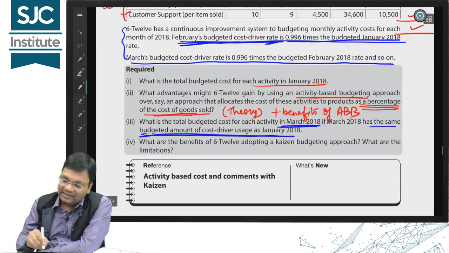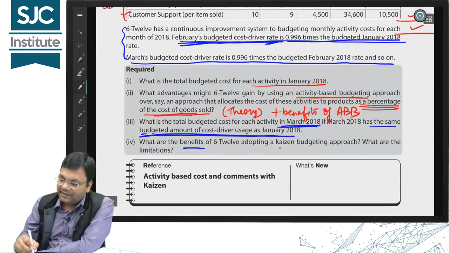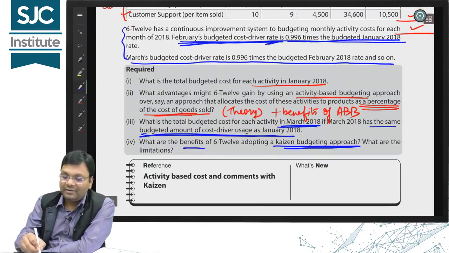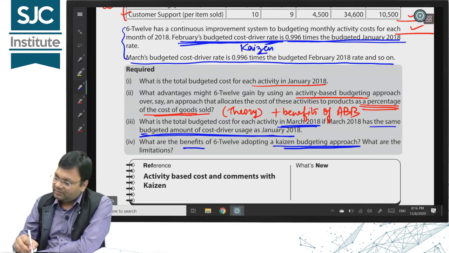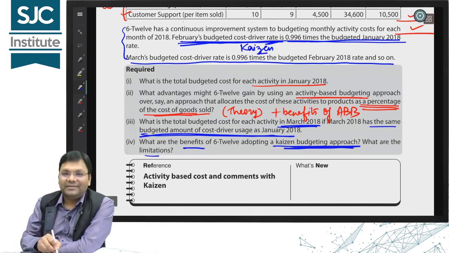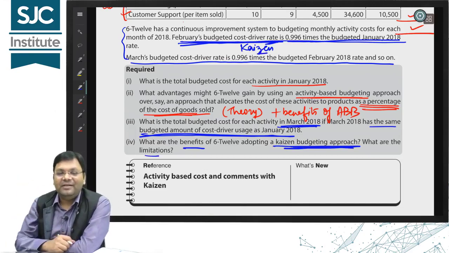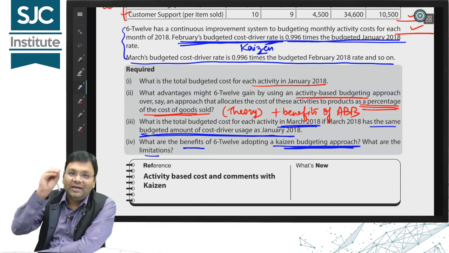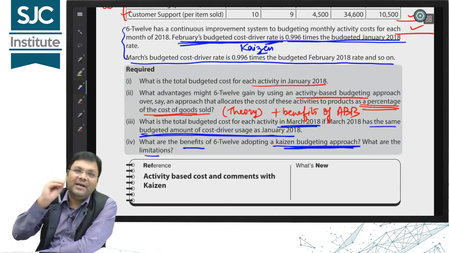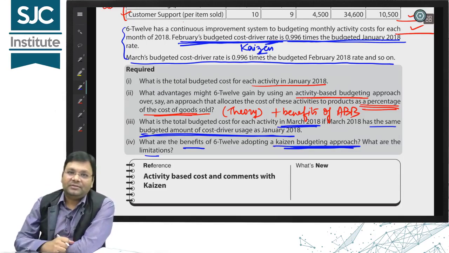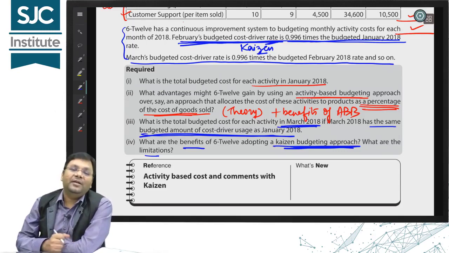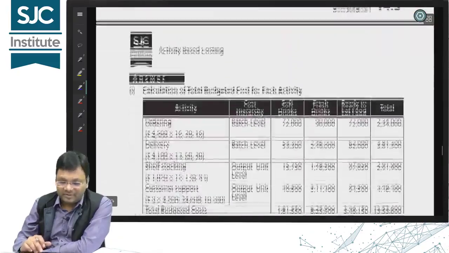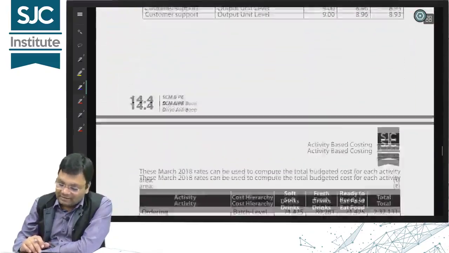And lastly, they are also asking what are the benefits of adopting a Kaizen budgeting approach. Here we are doing Kaizen, right? Small improvement in subsequent months. So what are the benefits of Kaizen and limitation? Benefits and limitation I have also shared with you. Benefit is it keeps continuous consciousness in our managers to reduce the cost. And limitation is they may compromise quality. They may only focus on minor improvement, although major improvement is also possible. So that is also written over here.